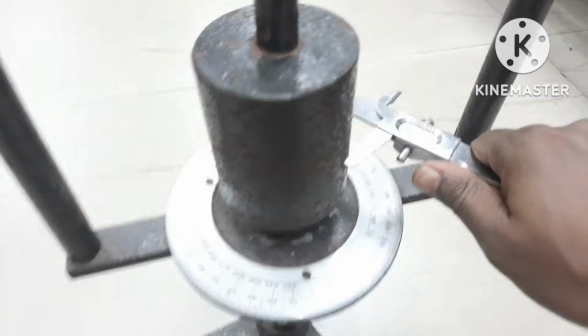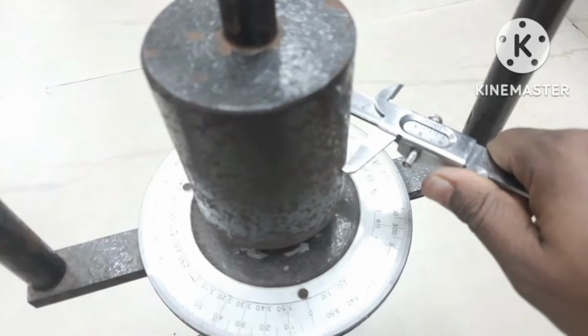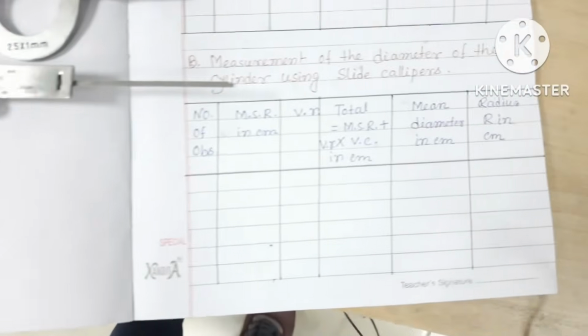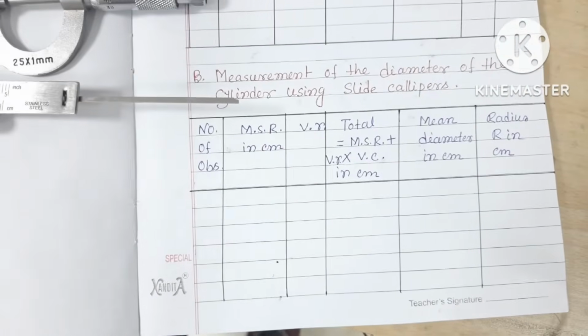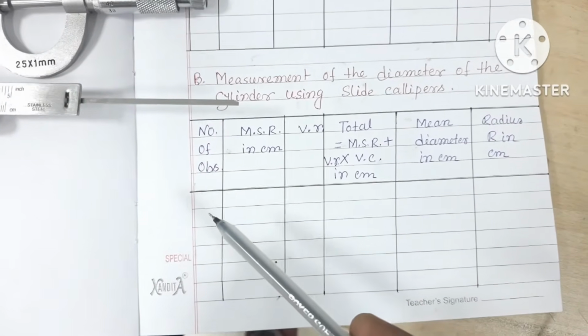So from that there is a main scale reading, vernier scale reading, and the vernier constant, and you will be able to find the diameter of the cylinder, right? So for that you have to make another table which is shown here, and for that also you have to take at least 3 different diameters.